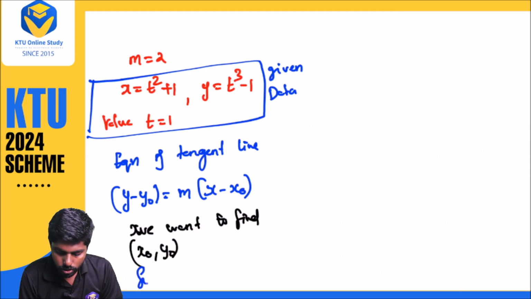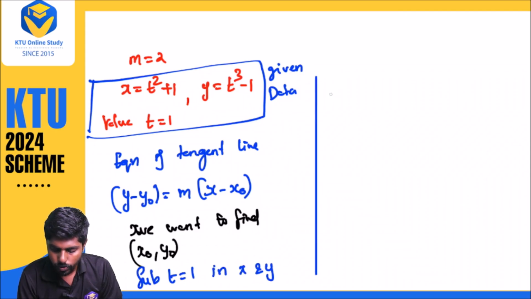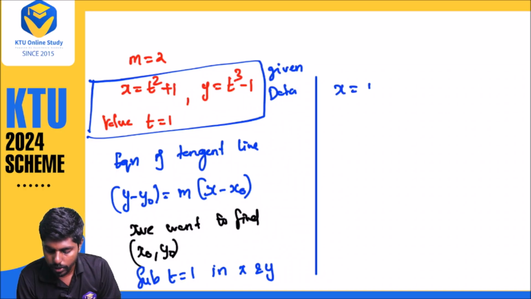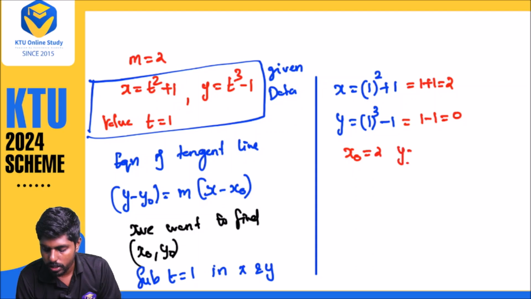Just substitute t is equal to 1 in x and y. So we will be getting x is equal to 1 square plus 1, y is equal to 1 cube minus 1. That is x is equal to 1 plus 1, that is x is equal to 2. Here y is equal to 1 minus 1, it will be 0. So x naught is equal to 2 and y naught is equal to 0. So our point is 2 comma 0.